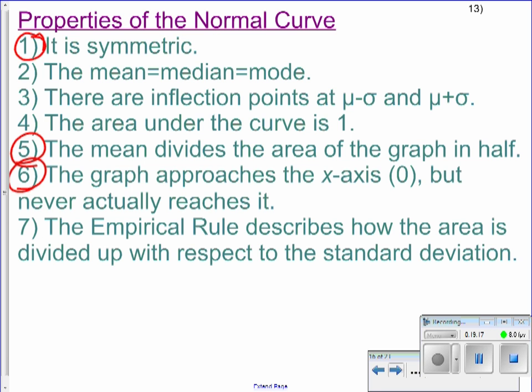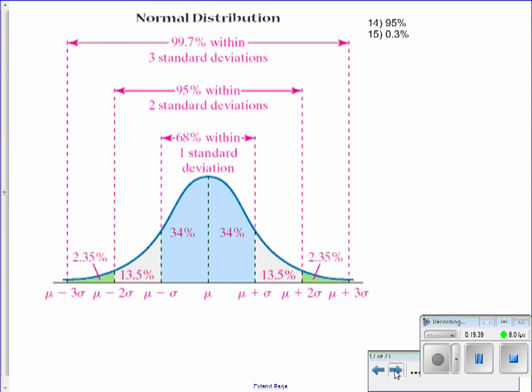Now, question 7 mentions the empirical rule. You might recall we talked about the empirical rule a couple of chapters ago, which describes how the graph is divided up based on standard deviations. And we just mentioned, of course, how the standard deviation divides up your graph into those important locations, and that actually applies to the different probabilities that are available. So this is just a reminder of what the empirical rule tells us.